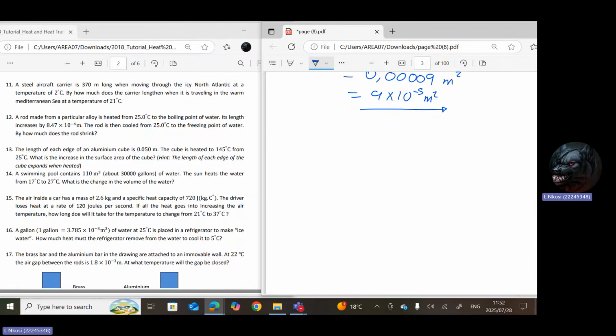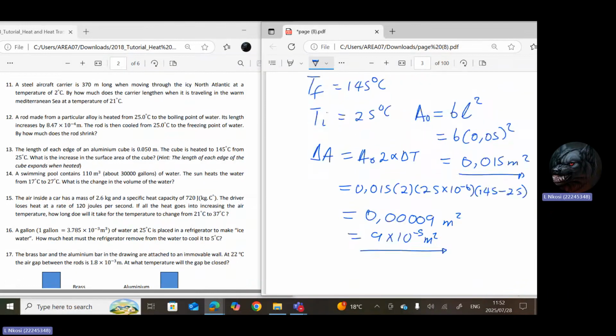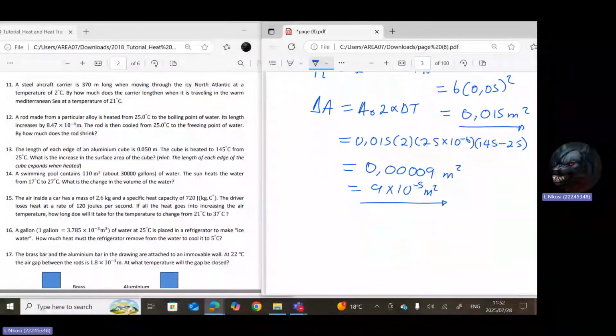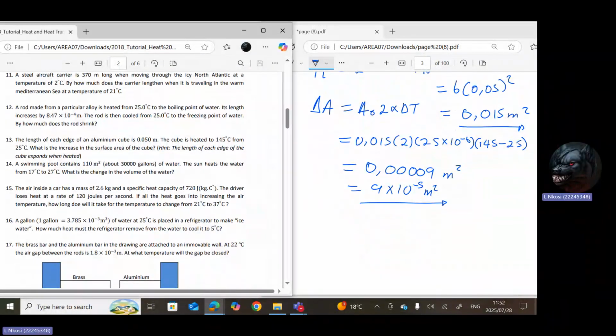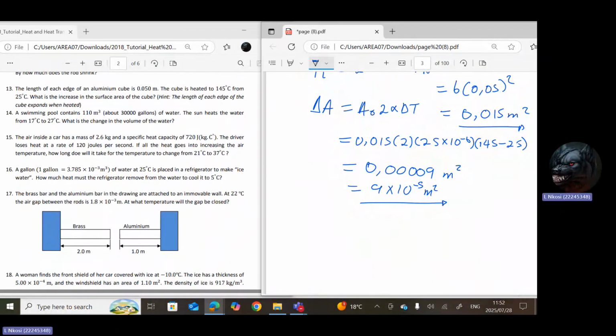As we're saying, that's how we're going to find the area. And then number 14.